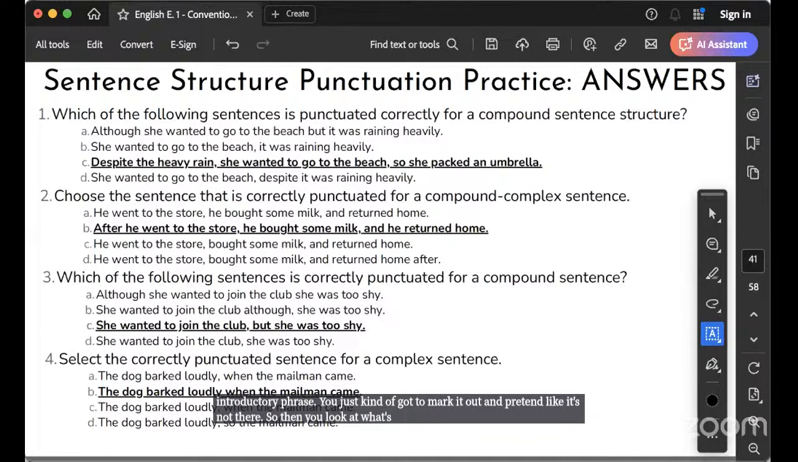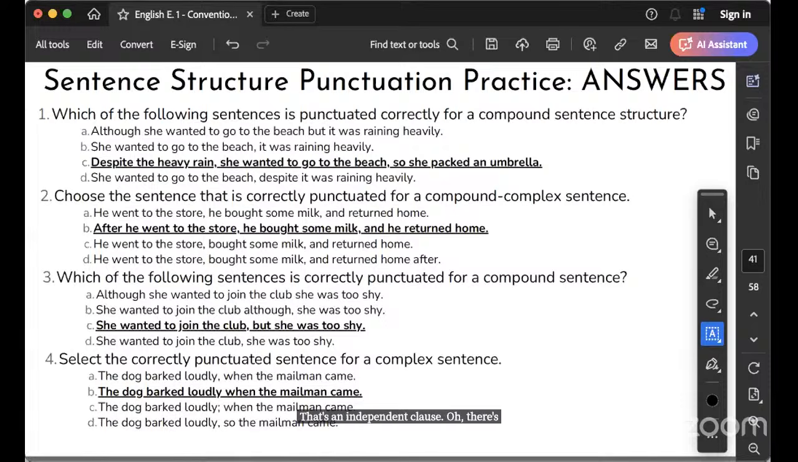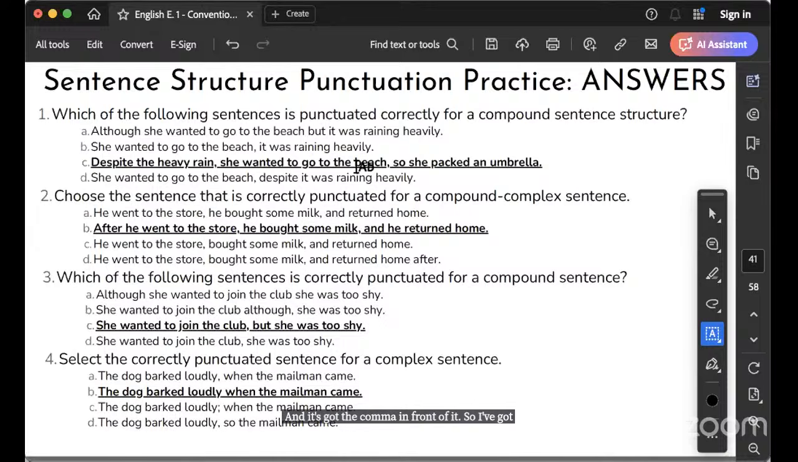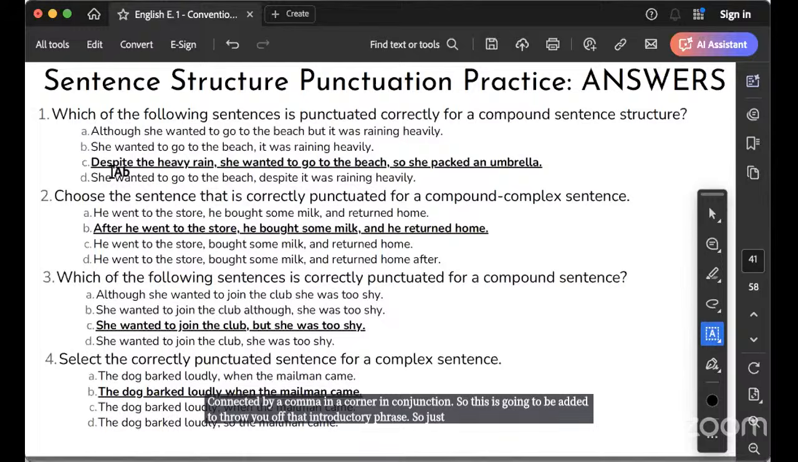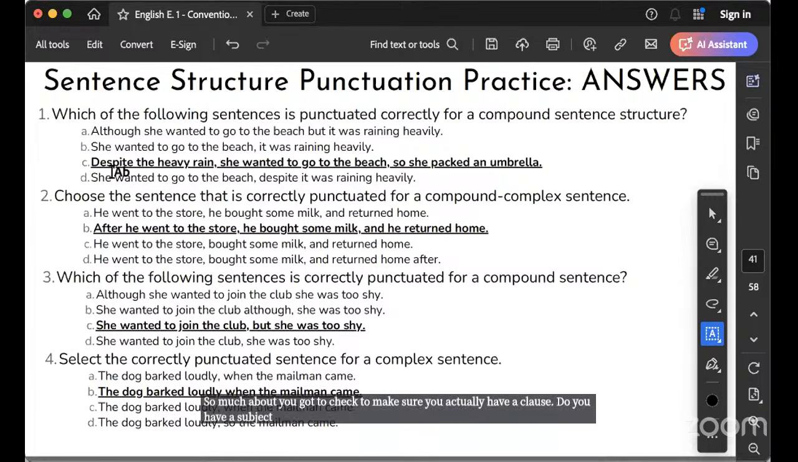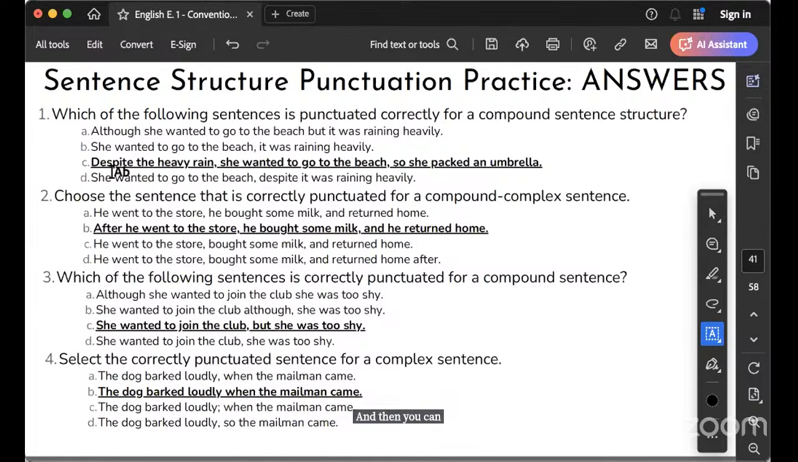She wanted to go to the beach. That's an independent clause. She packed an umbrella. That's an independent clause. Oh, there's a coordinating conjunction right there. That's one of them, FANBOYS. And it's got the comma in front of it. So I've got two independent clauses connected by a comma and a coordinating conjunction. This is going to be added to throw you off, that introductory phrase. So just be careful. That's why I stressed at the beginning so much that you've got to check to make sure you actually have a clause. Do you have a subject? Do you have a verb? And then you can determine if you have the complete thought or not. And then I'll tell you if it's a dependent or independent clause.